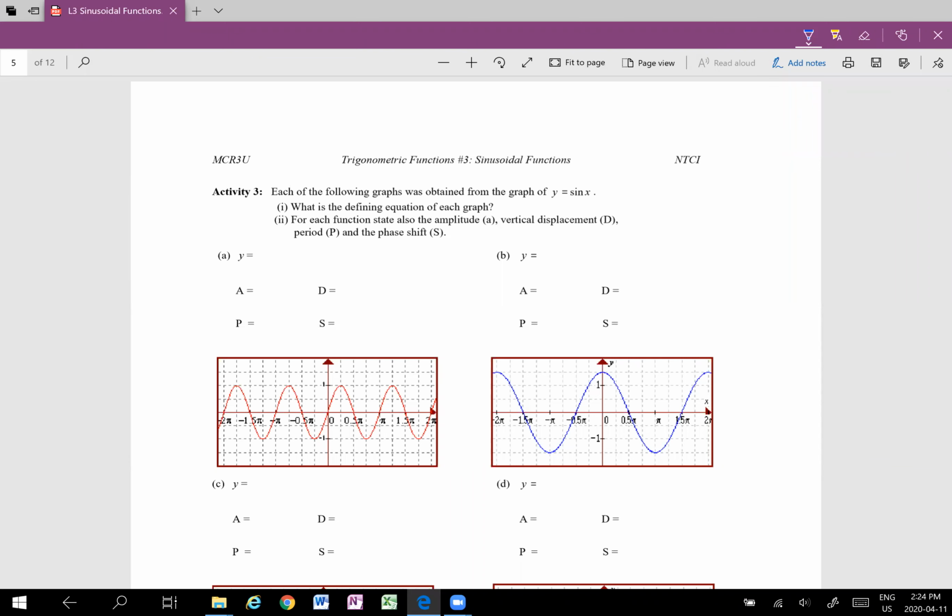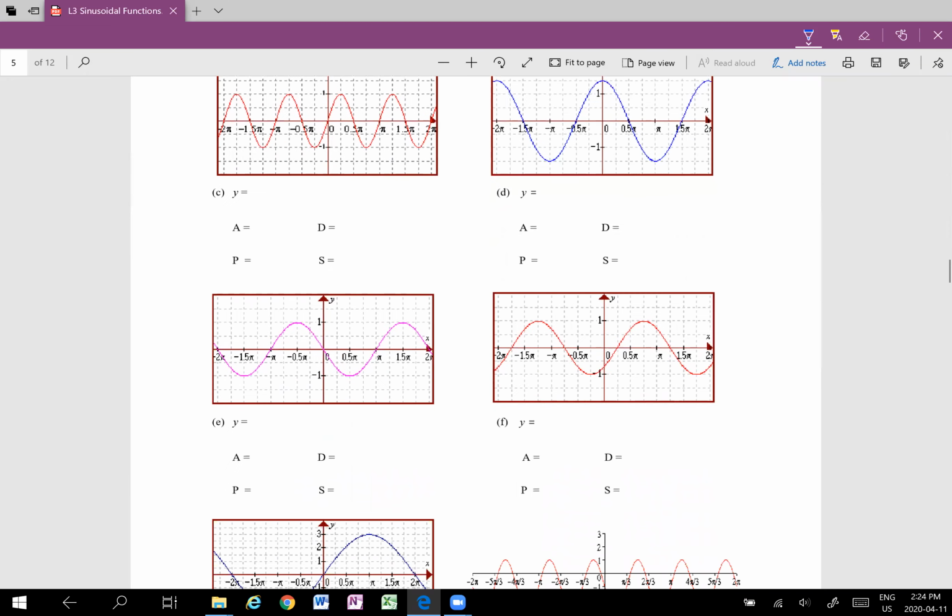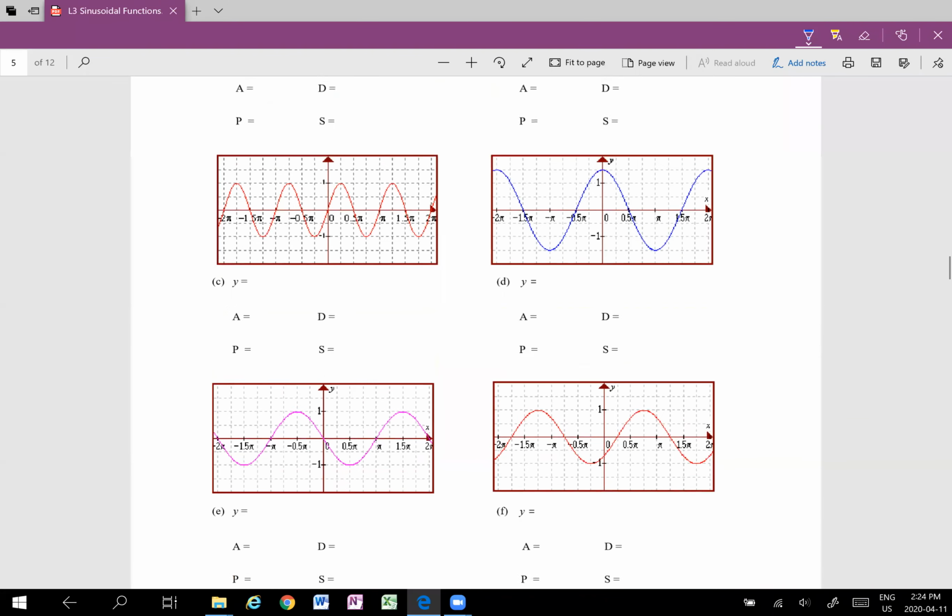So if you remember what I said at the beginning of this video, I'm actually going to teach you, first of all, how to interpret a graph. Given a graph, can you actually find its equation? So I'm skipping activity 1 and activity 2. We're just jumping to activity 3, which I think is on page 5 of the handout.